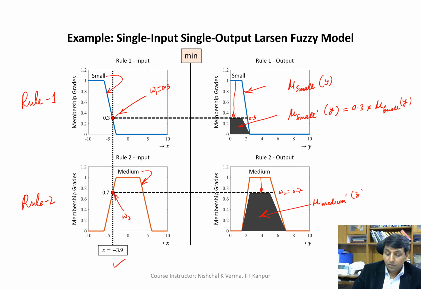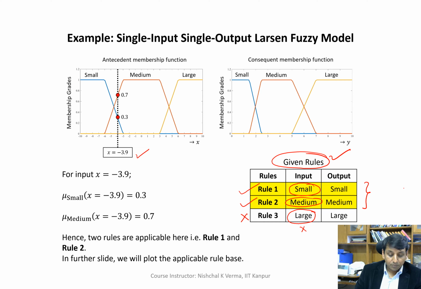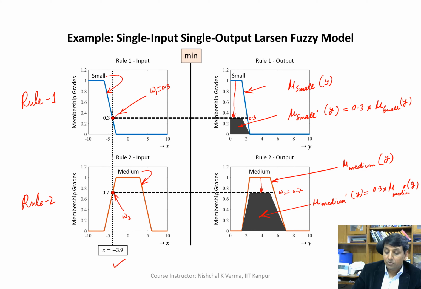So this is y. So mu medium dash of y will basically be 0.7 into mu medium, and then y. And here we have the membership function mu medium, let's say, of y, and this is dash. So this is how we are getting the scale down fuzzy set, and this is the membership function.